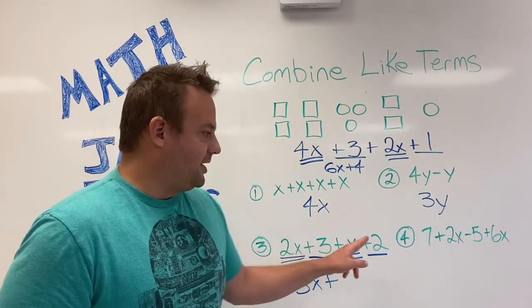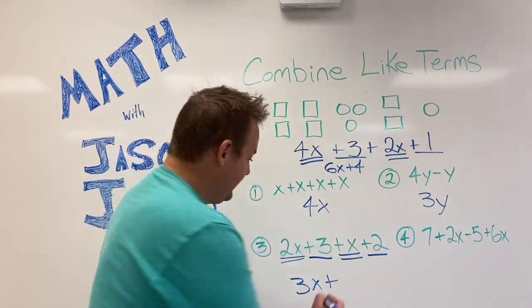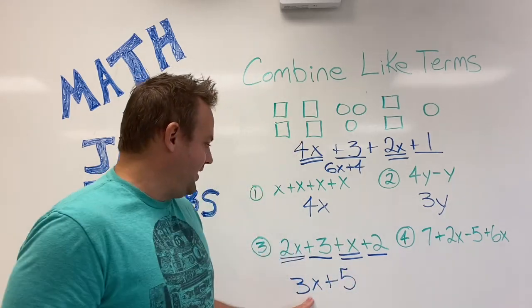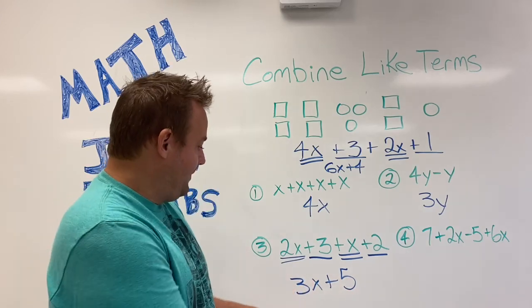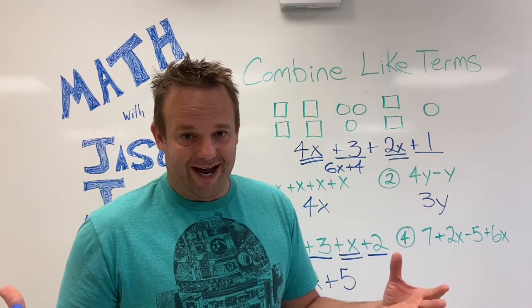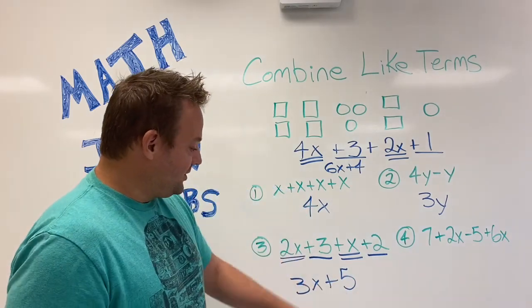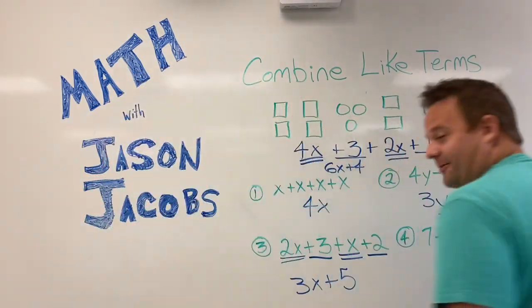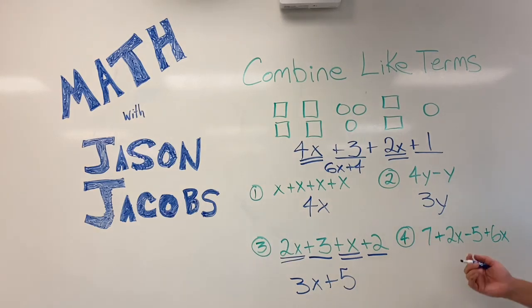Plus 3 plus 2 is 5. So this one simplifies to 3x plus 5. You can't go any more because these are squares and those are circles and they're apples and oranges. They don't go together. All right, so 3x plus 5. Although apples and oranges, they sound pretty good right now. Let's look at this one.